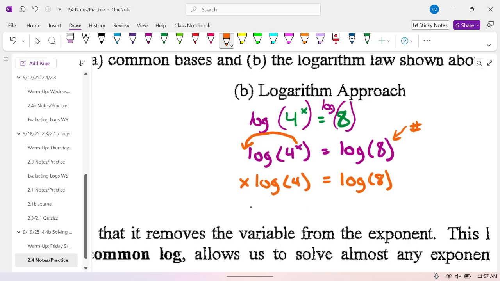Now, once we're here, remember, log of 8 is a number. Log of 4 is also a number. So in reality, x times log 4, we can treat like some normal number that we're used to seeing with an x next to it. So what operation is technically being done there?